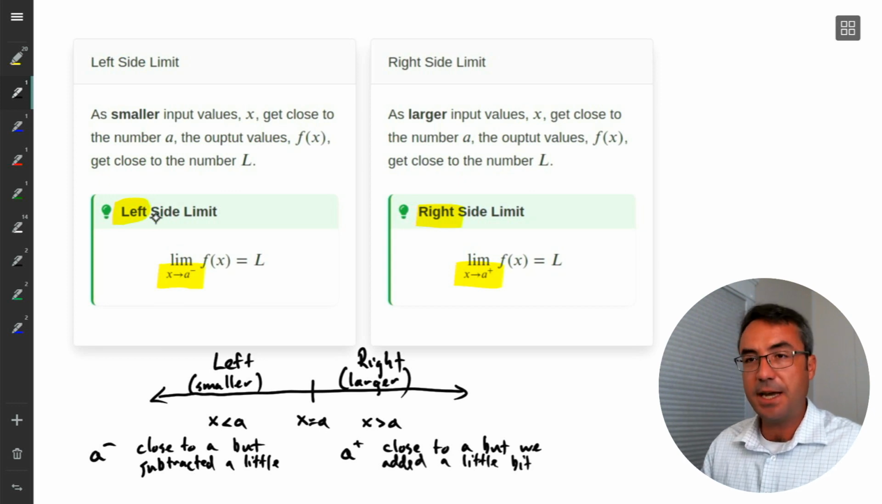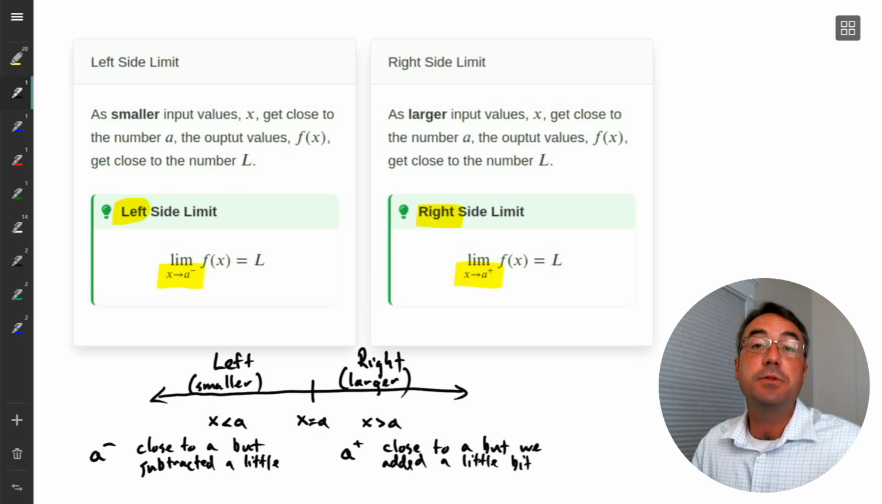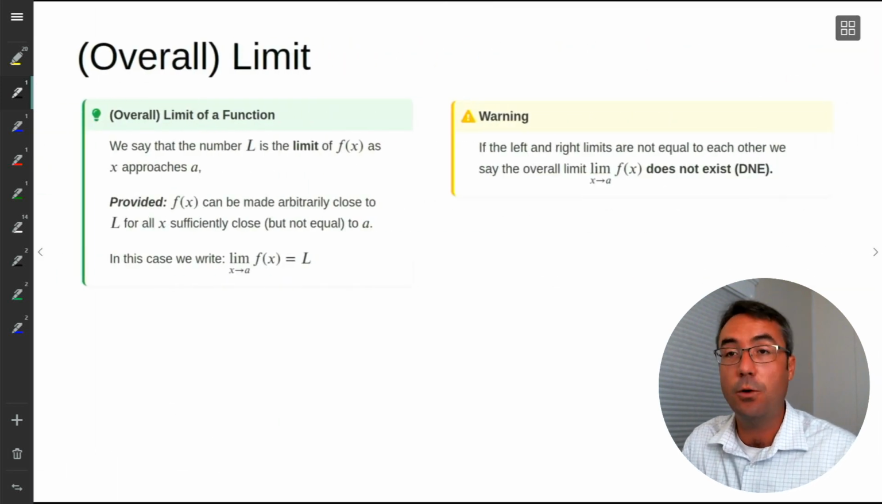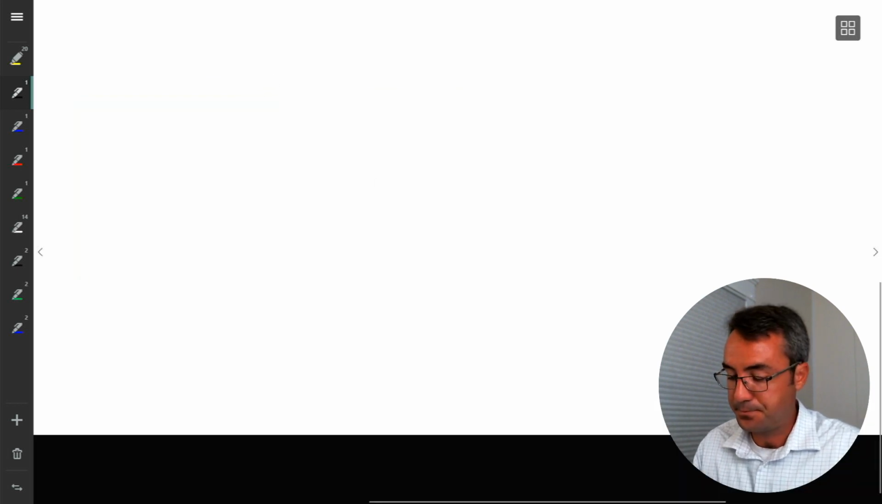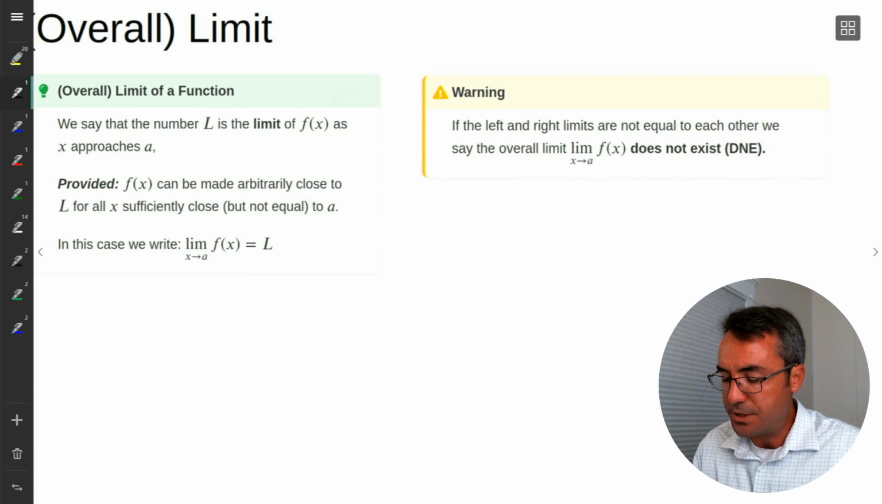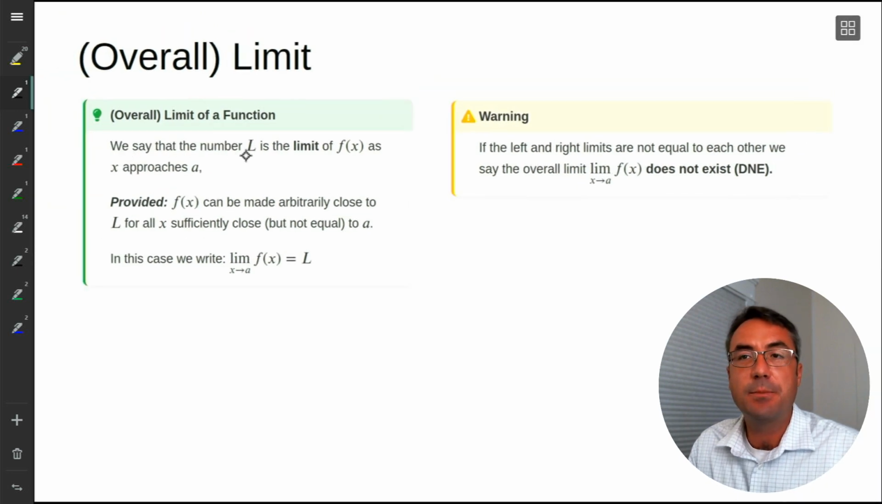All right. So with that, we have a left side limit, we have a right side limit, and we can put the two sides together and we can talk about the overall limit, or just limit. So, what does our definition say here? Well, we say that the number L is the limit of the function f of x as x approaches a, provided our function f of x can be made arbitrarily close to that number L for all x sufficiently close but not equal to a. And in that case, we use this notation. The limit of f of x as x approaches a is equal to L.